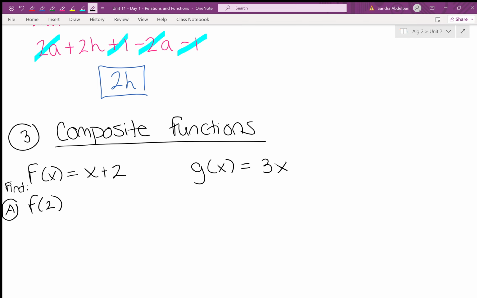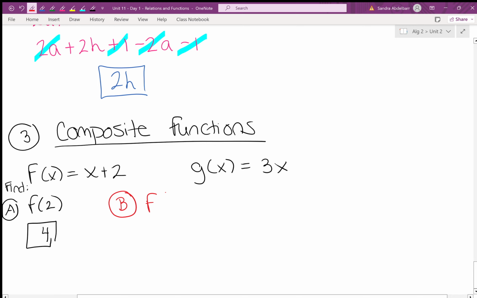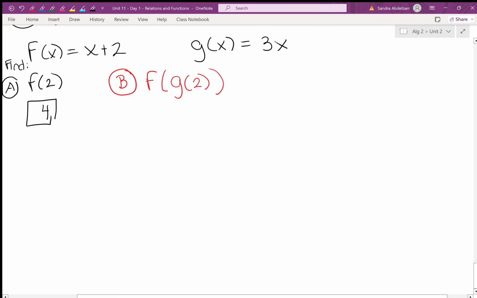All right, what is f of 2? 4. 4. Anybody need to see me do it? All right, so now we're going to talk about the composite functions, mixing in more than one function together. So let's say I have, for letter B, f of g of 2. These are actually a little fun to me, I'm not going to lie. So what do we do? We go from the innermost parenthesis out. So in my innermost parenthesis, what do I have? G of 2.